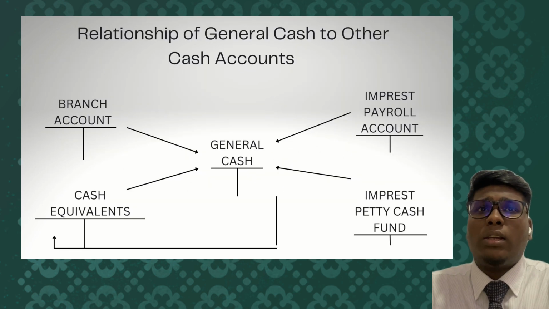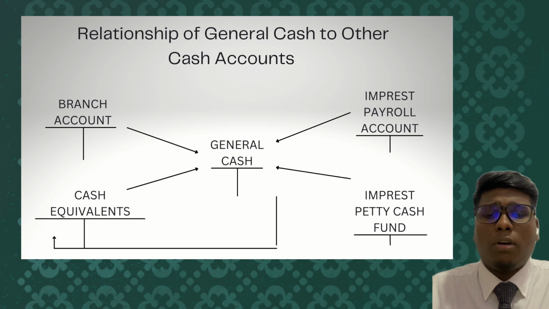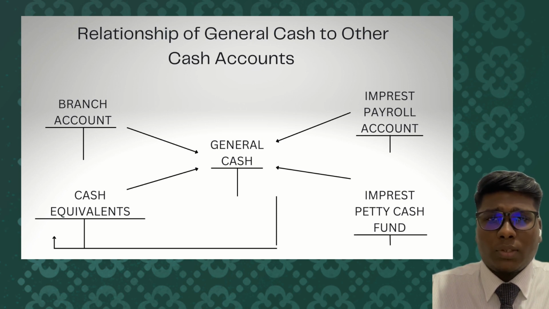Next, I'll show you a simple graph of the relationship of general cash to other accounts. As we know, general cash is in the middle, followed by the branch bank account, cash equivalents, imprest payroll account, and imprest petty cash fund.